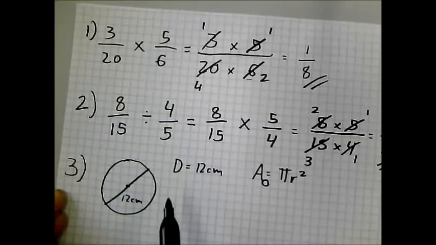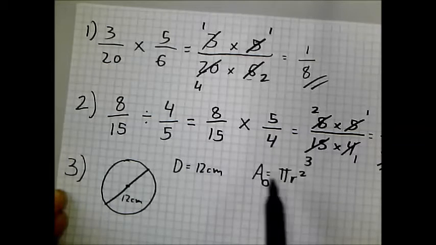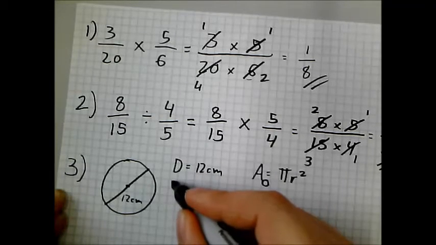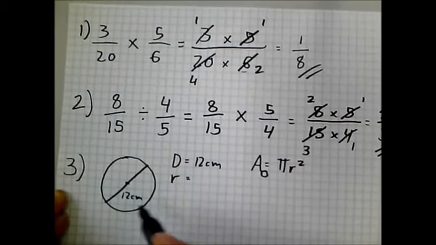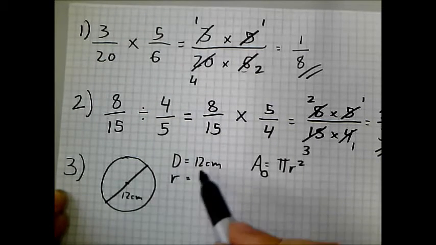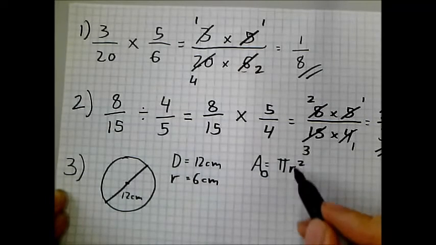Okay, I'm going to substitute in my values. Now, this formula here wants me to use r, which I don't have. So I'm going to change my diameter to radius. Okay, if the diameter is all the way across, the radius is only halfway across. I want to half my diameter to 6 centimetres. And now I can substitute that into here.